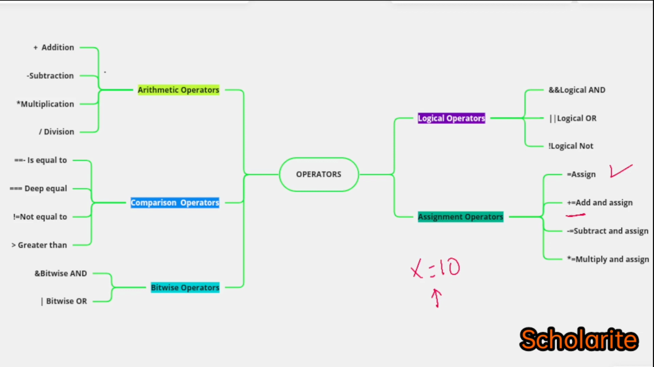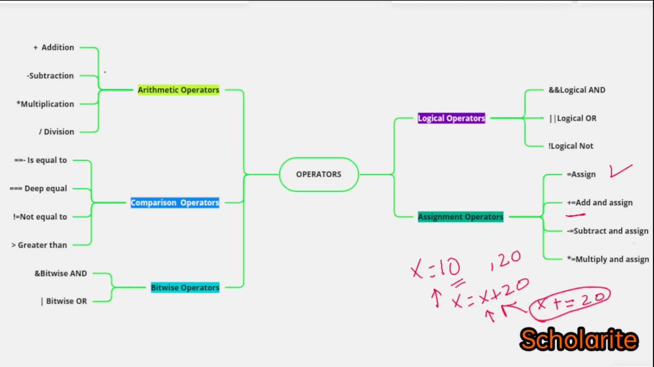We have another type of assignment operator, which is the add and assign operator. This is basically a shorthand operator. Consider the same example where x is 10 and you also want to add 20 to x. Generally you're going to do x equals x plus 20, where the value of x is 10 and 20 is added. You also have a shorthand method to do that, which is x plus equals 20. So this expression is similar to that expression.